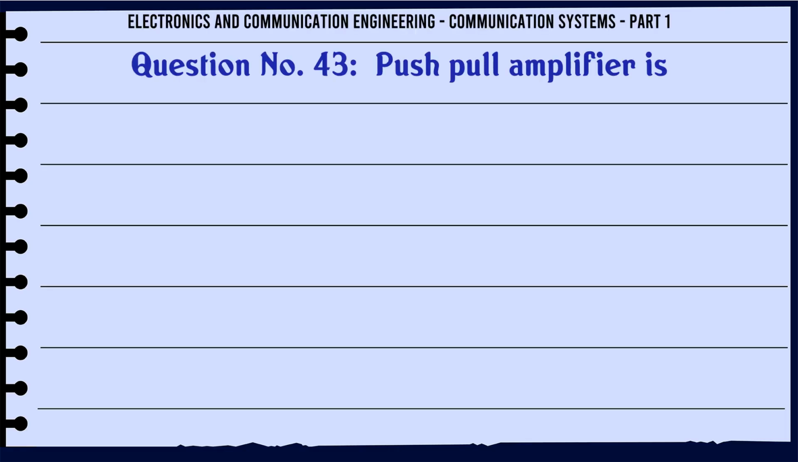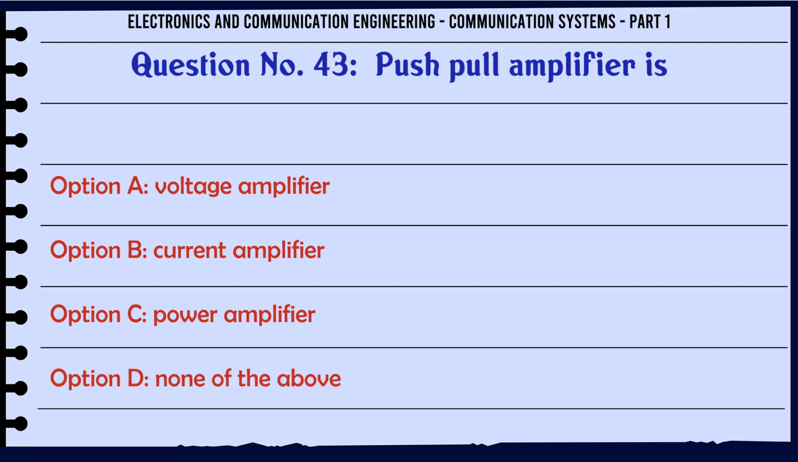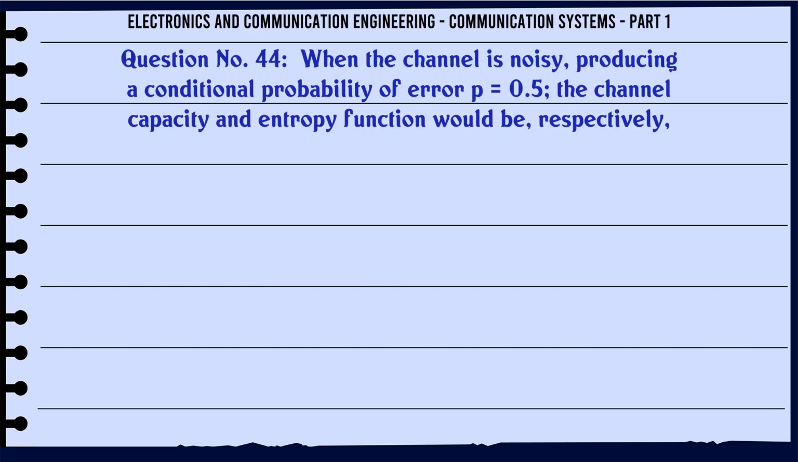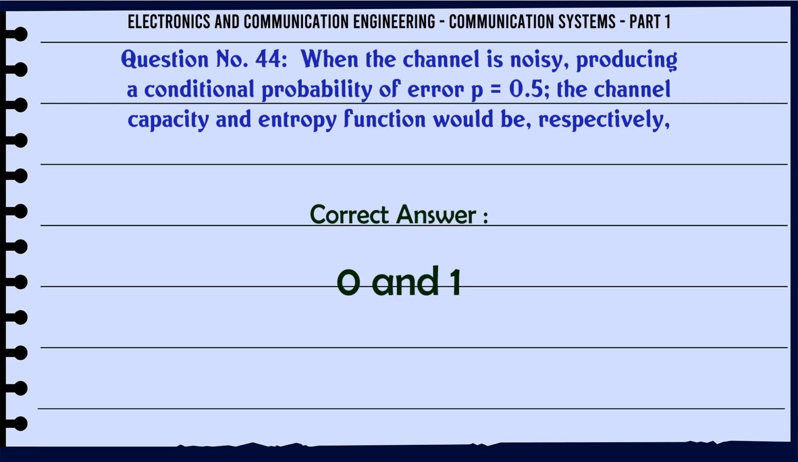Push-pull amplifier is A. Voltage amplifier. B. Current amplifier. C. Power amplifier. D. None of the above. The correct answer is power amplifier. When the channel is noisy producing a conditional probability of error P = 0.5, the channel capacity and entropy function would be respectively A. 1 and 1, B. 1 and 0.5, C. 0.5 and 1, D. 0 and 1. The correct answer is 0 and 1.